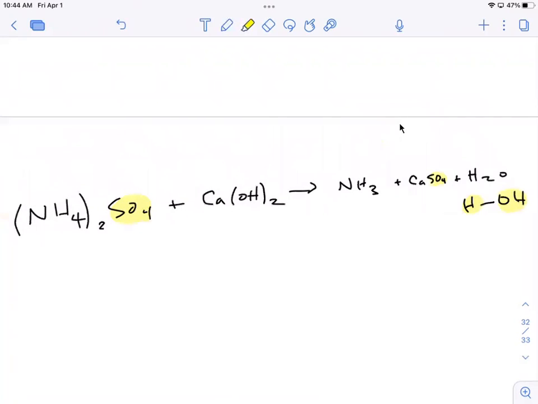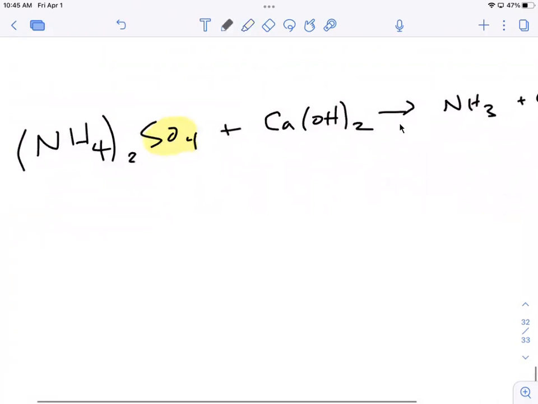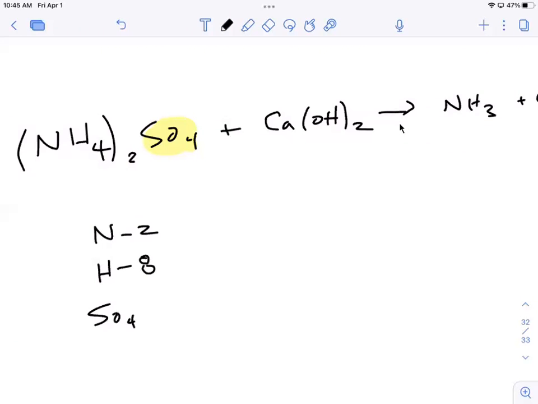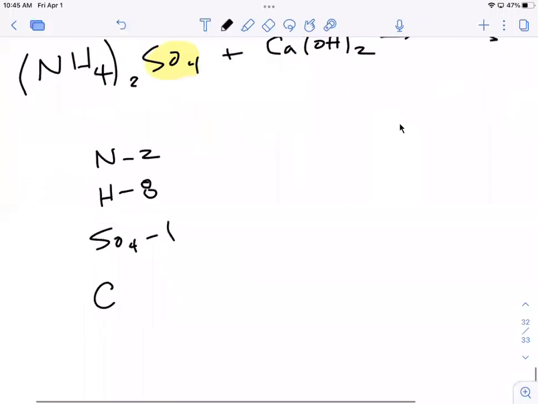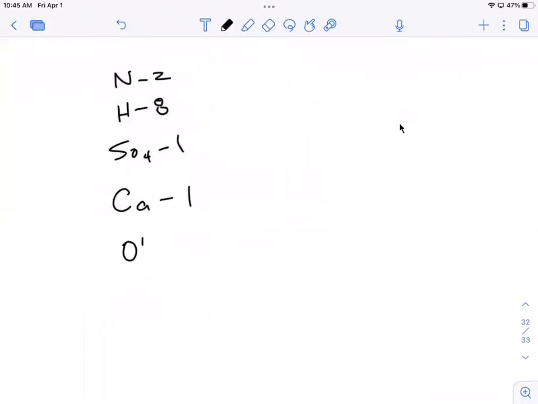All right. And so now let's balance it. So over here we have 2 nitrogens, 8 hydrogens, 1 sulfur. Oh, no, let's keep that intact. 1 SO4, 1 calcium, and 2 OHs.